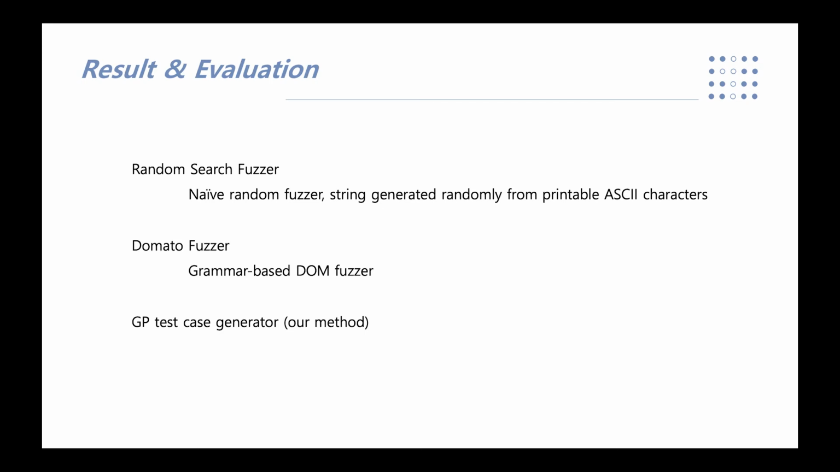For the evaluation, we compared our GP test case generator's performance to random search and the grammar-based fuzzer Domato. The random search fuzzer is a naive random fuzzer with strings generated randomly from printable ASCII characters. We run the test cases on DOMPurify and evaluate code coverage metrics, feeding the evaluation results back to the test case generator.